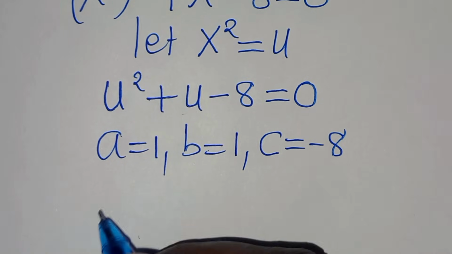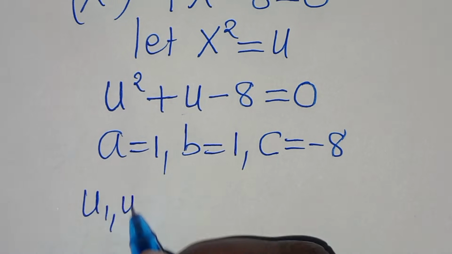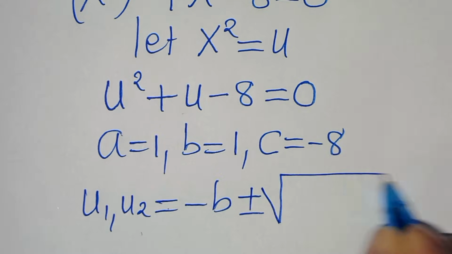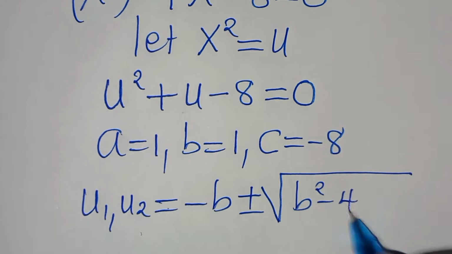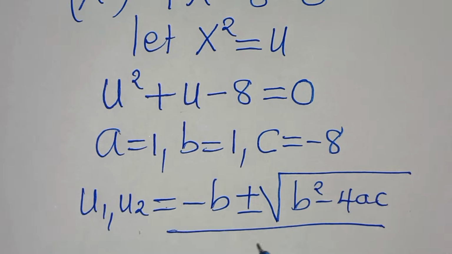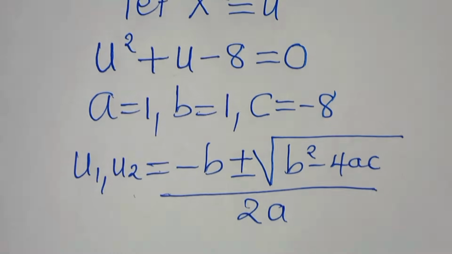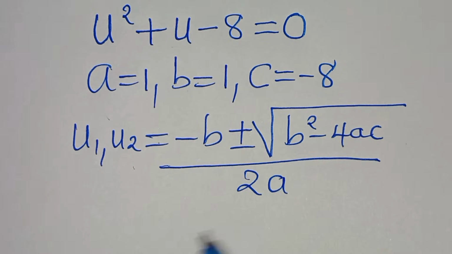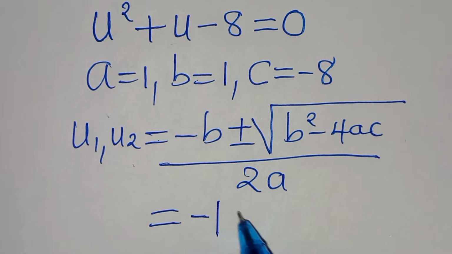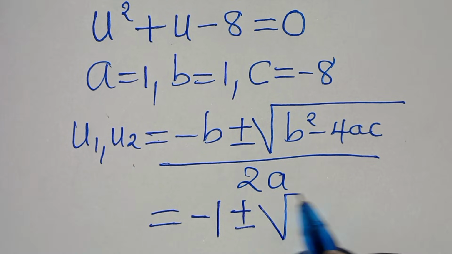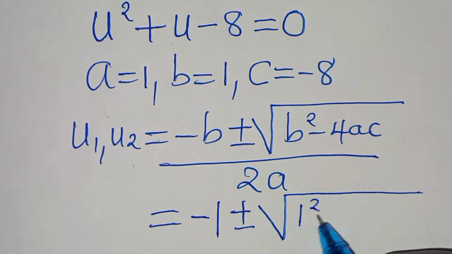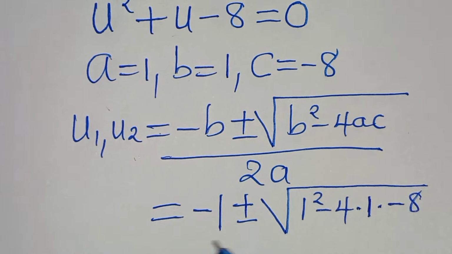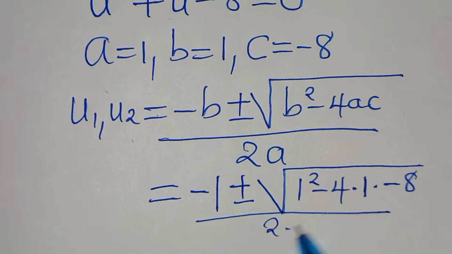So this implies that u1, u2 is equal to minus b plus or minus the square root of b squared minus 4ac, everything divided by 2 times a. Let's substitute the values of a, b, and c into this formula, so that we have minus 1 plus or minus the square root of 1 squared minus 4 times a, which is 1, times c, which is minus 8, everything divided by 2 times 1.